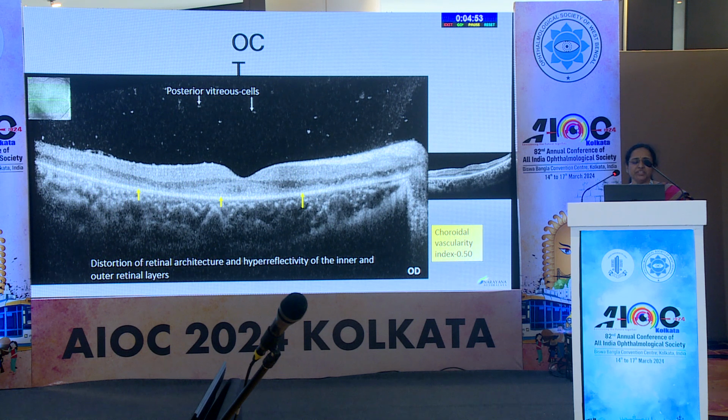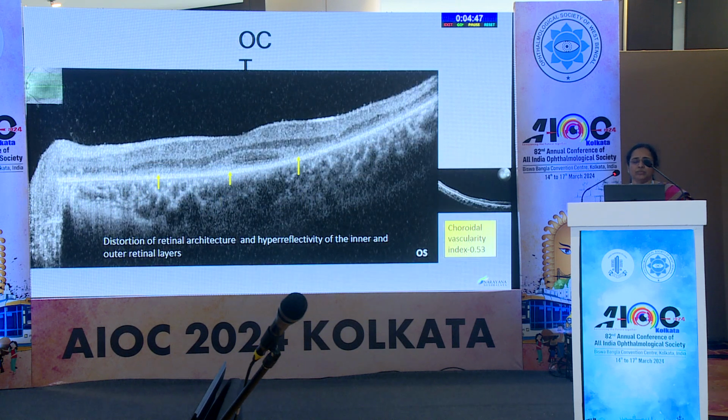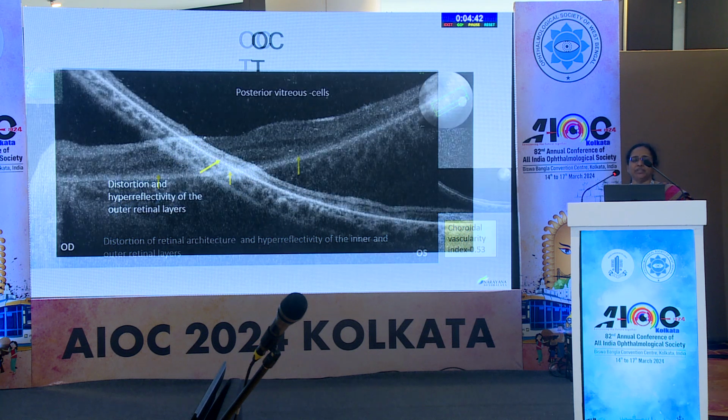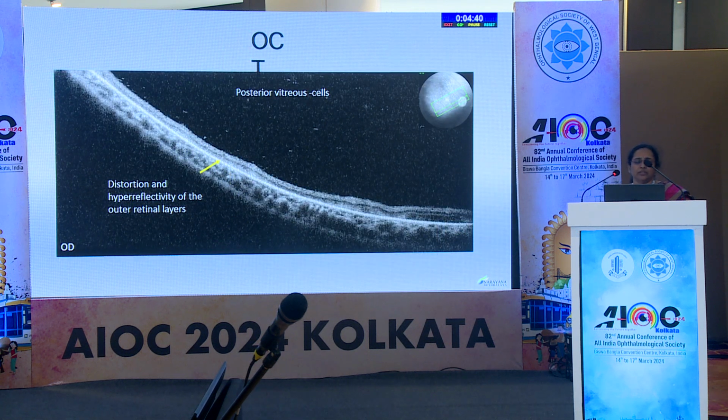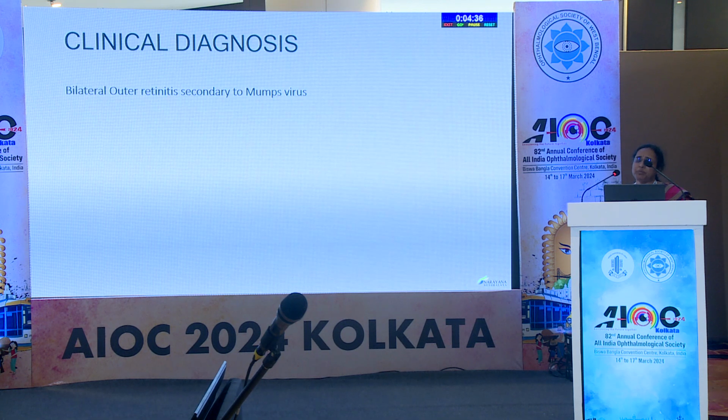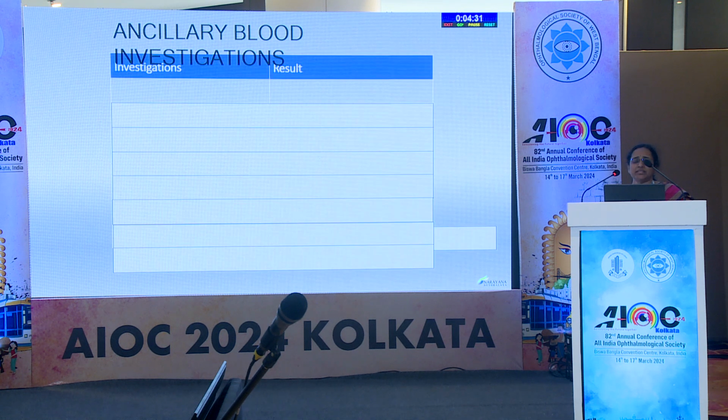OCT shows posterior vitreous cells, distortion of the retinal architecture, and hyperreflectivity of the inner and outer retinal layers. The left eye shows distortion of the retinal architecture with hyperreflectivity in the inner and outer retinal layers. The peripheral retina also showed similar changes. So we made the clinical diagnosis of bilateral outer retinitis secondary to the mumps virus.